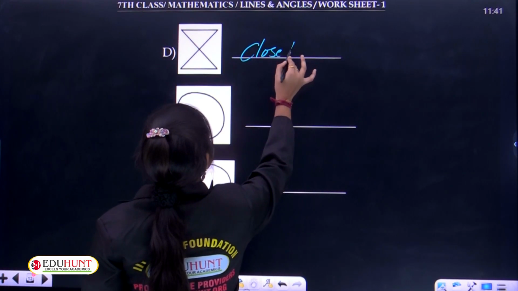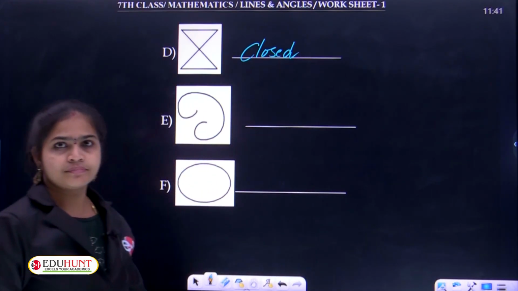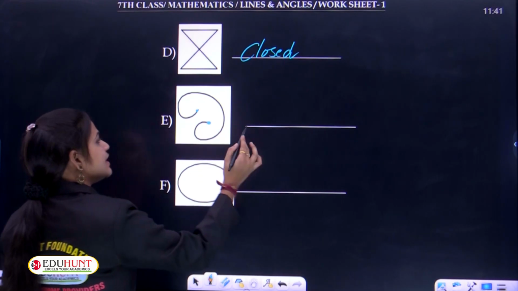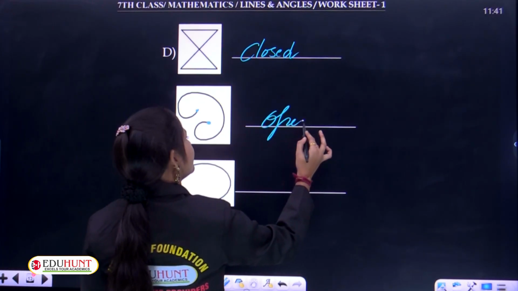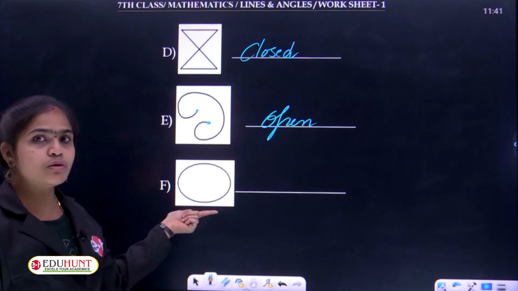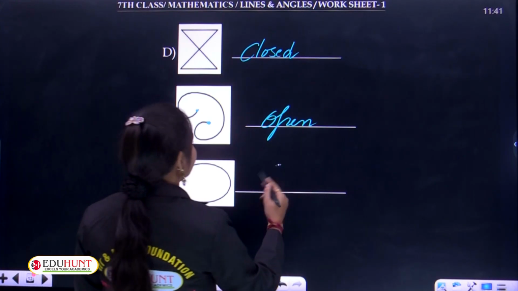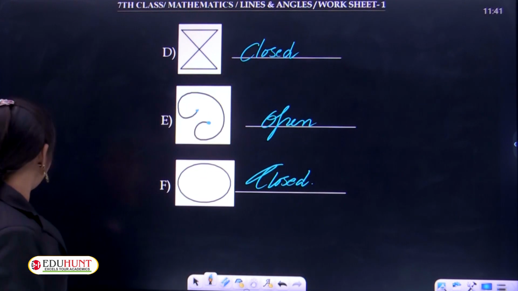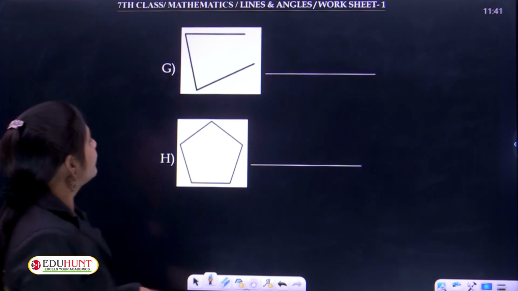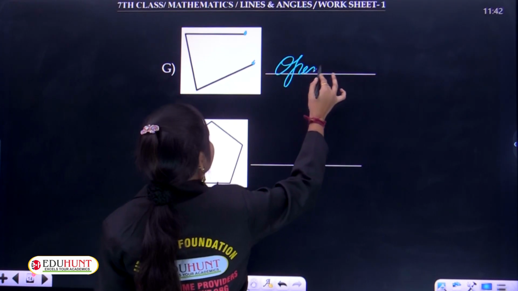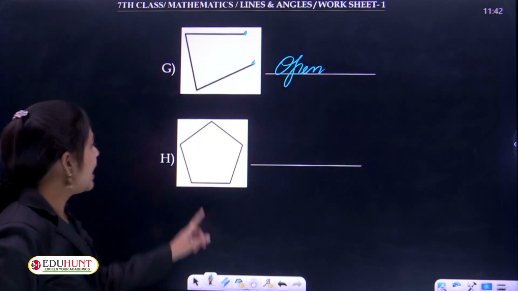But this is not a simple closed figure. Okay. And this one, having here two different points. That's why this is obviously an open figure. Okay, ma. And come to this one. Here, is this a closed figure or an open figure? Closed figure only. Closed figure. Okay. And here we are having two different points. That's why this is the open figure.